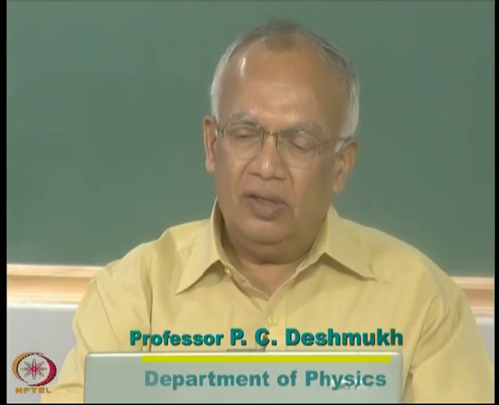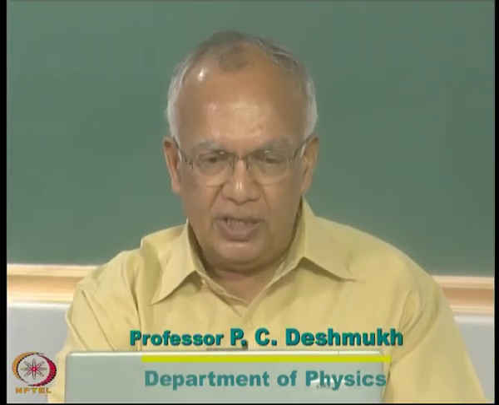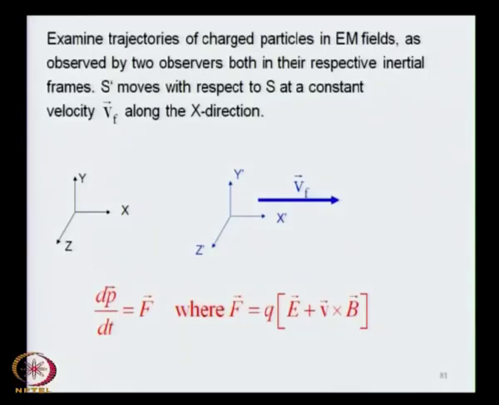Greetings. We will in this class conclude the discussion on classical electrodynamics, which is a brief overview of Maxwell's equations and how it connects to the special theory of relativity. What we will be discussing here is examining the trajectories of charged particles in electromagnetic fields, but as seen by two different observers, one who is in this frame, which is a black frame, and the other who is in this blue frame, which is moving at a constant velocity with respect to the black frame.